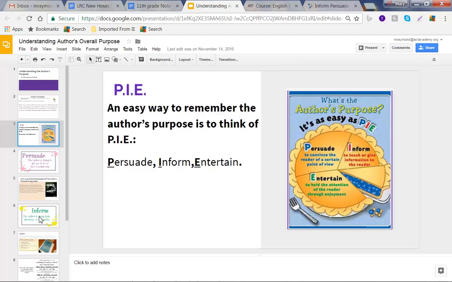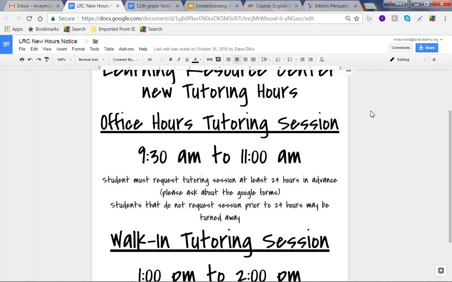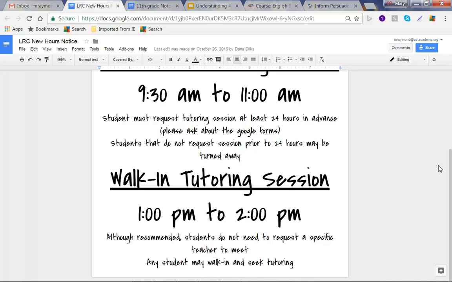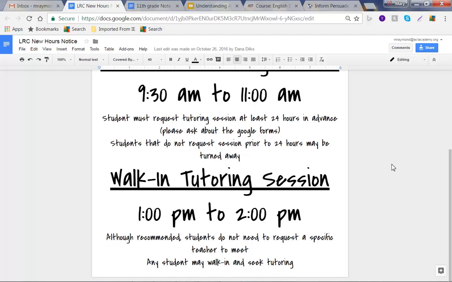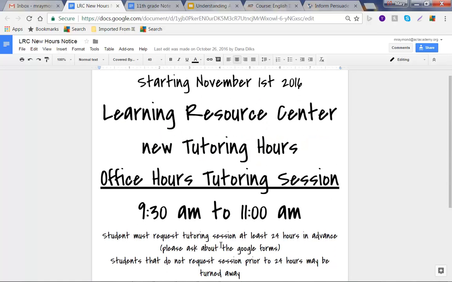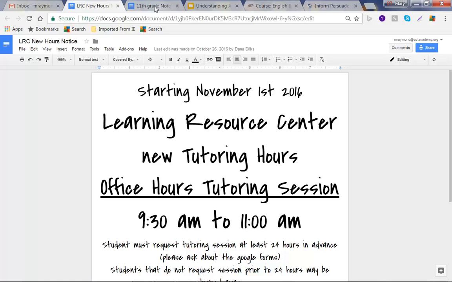Okay, so again, author's purpose: persuade, inform, entertain. All right, so inform. This is an example of information. It is not persuading you. It is not entertaining you. It is simply to give you information. This is an old flyer about your learning center. This is a great example of information. All it's doing is giving you information. Walk-in tutoring session 1 to 2, new tutoring hours, office tutoring hours 9:30 to 11. It's not entertaining you. It's not persuading you. It's just giving you information.